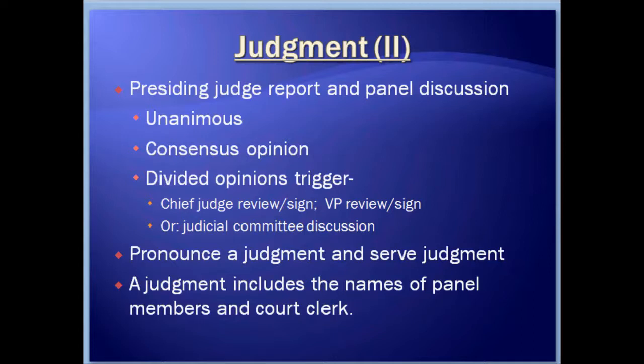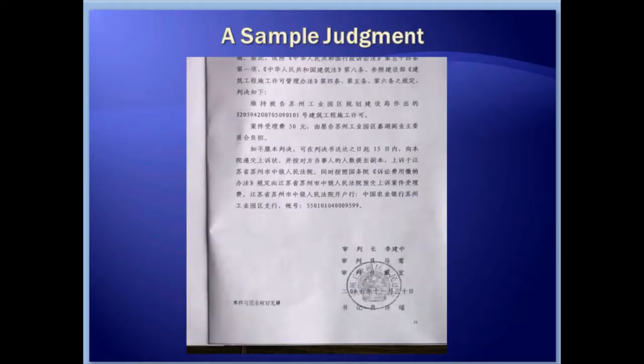After the judgment is made, the court is going to pronounce the judgment and serve the judgment. A judgment includes the names of the panel members and the court clerk with the court stamp. Here I have an example. We can see the three names are the names of three judges, the panel members, followed by the date of the judgment issued. And lastly, they have the court clerk's signature and the court stamp. This is a sample of the last page of a court judgment.